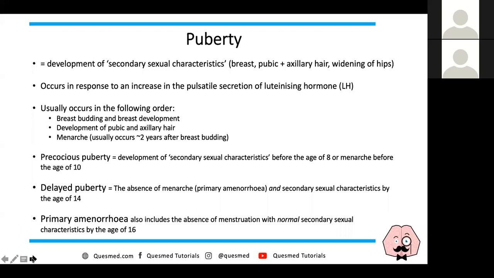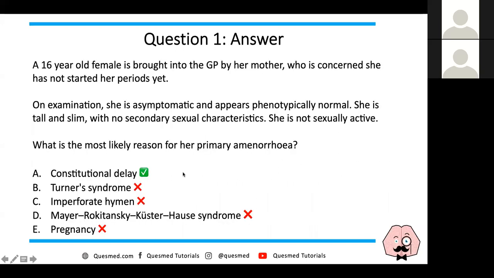So checking back with the answer there, the correct answer is constitutional delay. We would call this delayed puberty. This girl is 16 and she's not yet developed any secondary sexual characteristics. She's not really got any signs of puberty yet. So what we call this is delayed puberty.